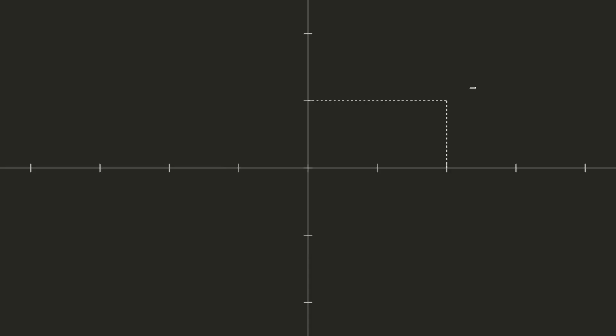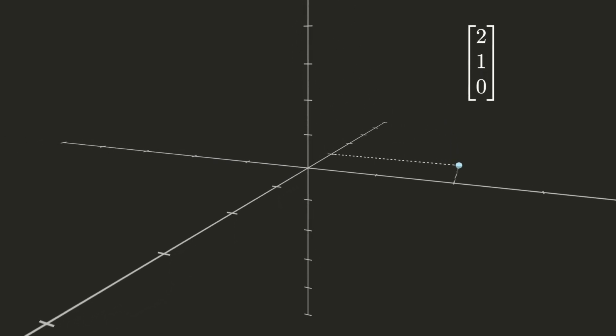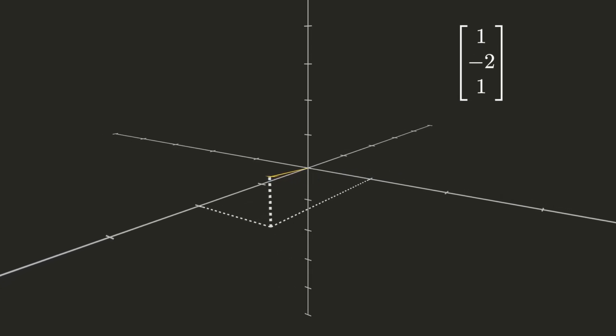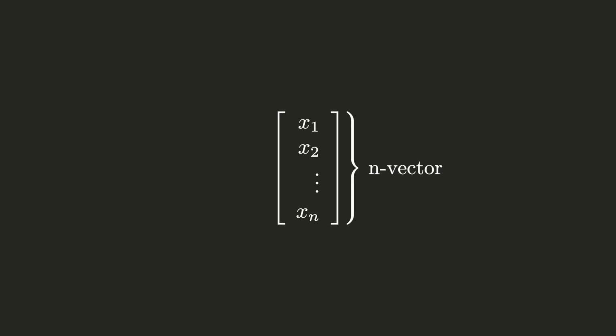A vector can represent a point or an arrow in the two-dimensional plane, or in the 3D space. In this case, we use a three-dimensional vector. Regardless of the position of the point or the tail of the arrow, we can always represent it with a vector. In high school math, we've seen vectors up to 3D, but a vector can have an arbitrary number of dimensions.